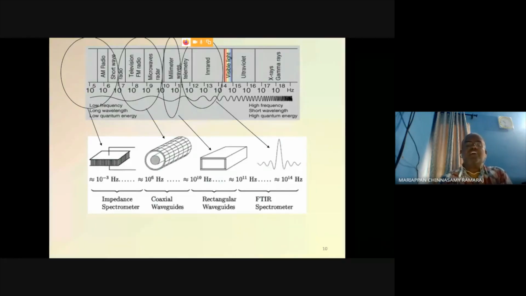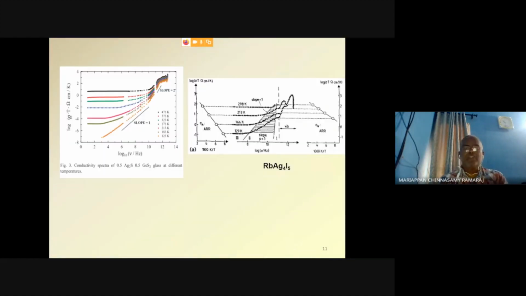That is the drawback if you go to the very high frequency region. Okay, so this is the typical spectra if you want to understand the dielectric or conduction process of these materials. You can see this is almost 1 hertz to 10 to the power 13 hertz, a very wide frequency range for this material.